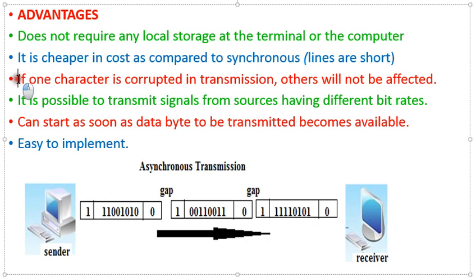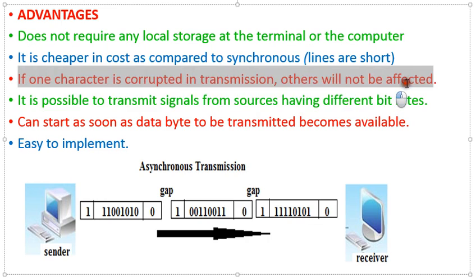And another advantage is the fact that since the characters are transmitted one after the other, when one character is corrupted, that is, it has an error, the others will not be affected because they are different from one another.